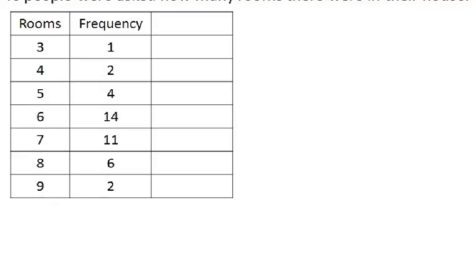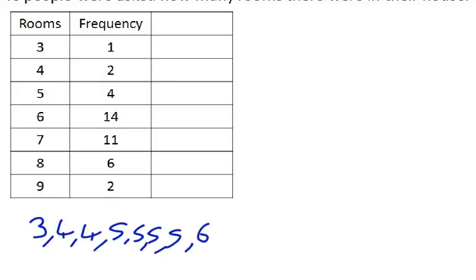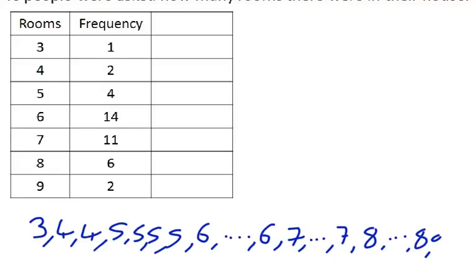then we would have a 3, then we would have 2 4s, then we would have 4 5s, then we would have 14 6s, then we would have 11 7s, 6 8s, and finally 2 9s.